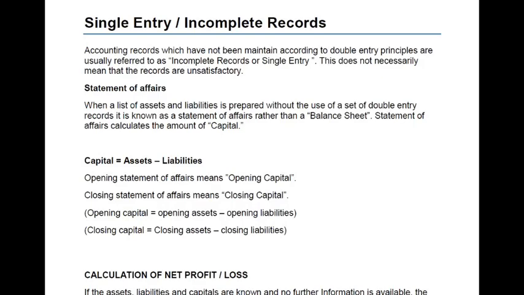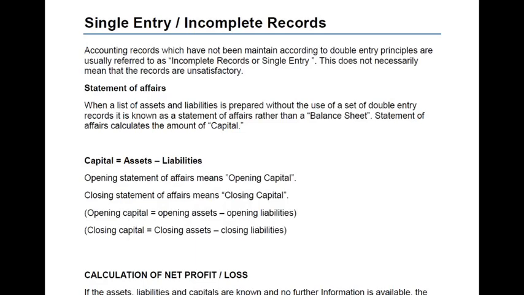But as far as a statement of affairs is concerned, there are no proper headings for non-current and current, and no classification for non-current liabilities or current liabilities. We just need to list all the assets, then deduct all the liabilities, and assets minus liabilities is equal to capital, also known as net assets. So this is basically the statement of affairs. It is a statement to calculate capital.